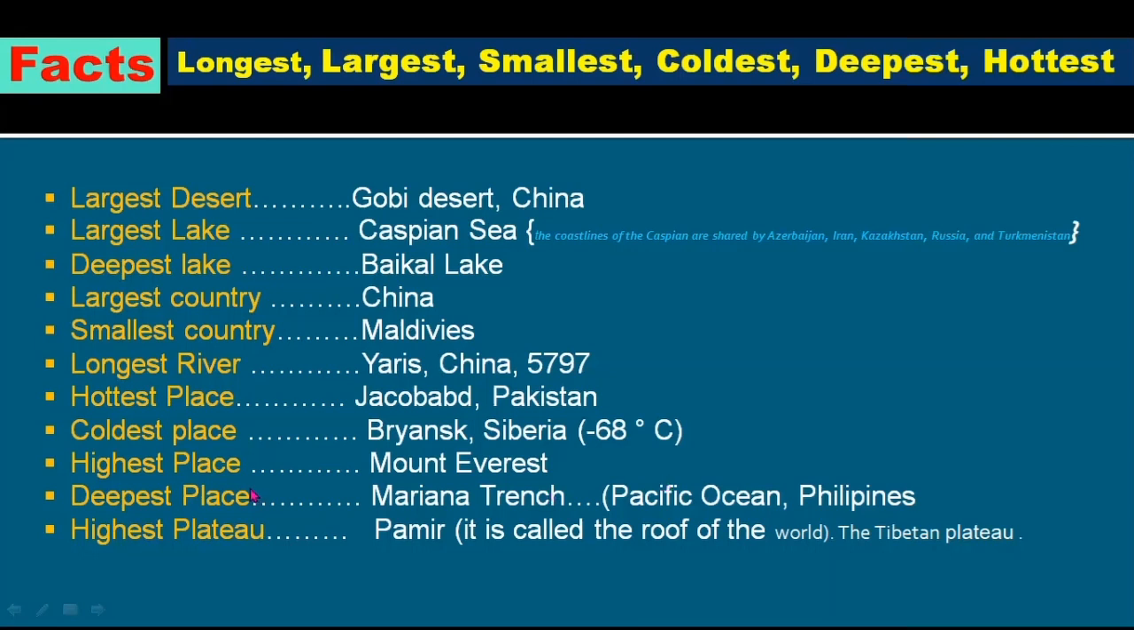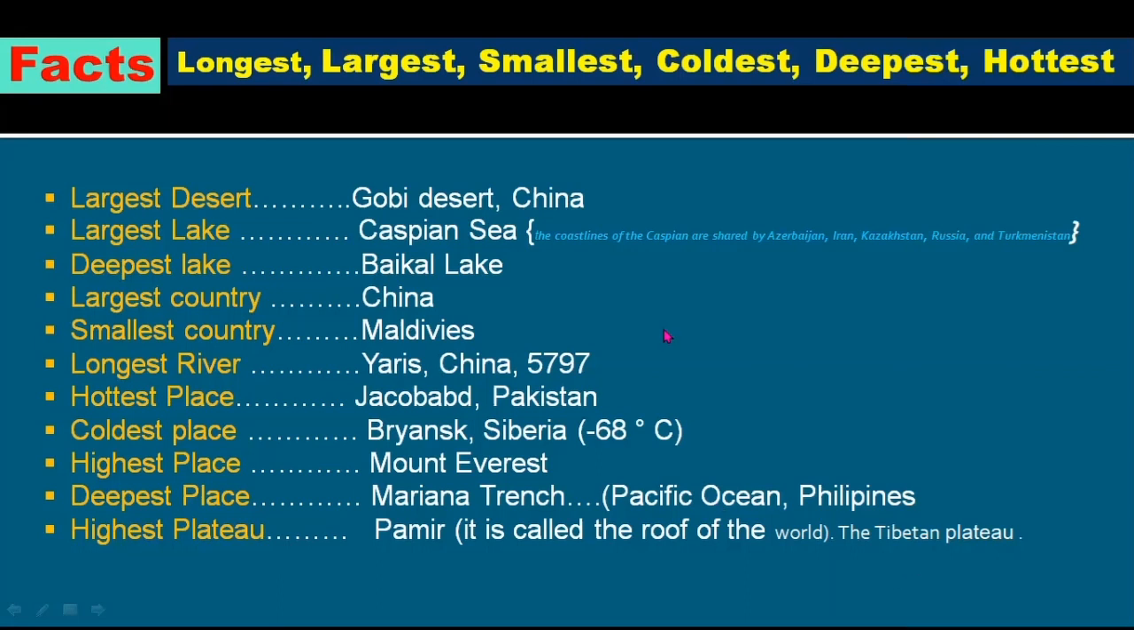Very interesting here. The highest place is Mount Everest. At the same time, the lowest place in Asia is the Mariana Trench, in the Pacific Ocean near the Philippines. And the highest plateau is the Pamir Plateau. It is called the roof of the world. Why is it called the roof of the world? Because different mountain ranges meet in that place. So that's why we call it the Pamir. It is the highest plateau, and the meeting place of different mountain ranges found around the Tibetan plateau.